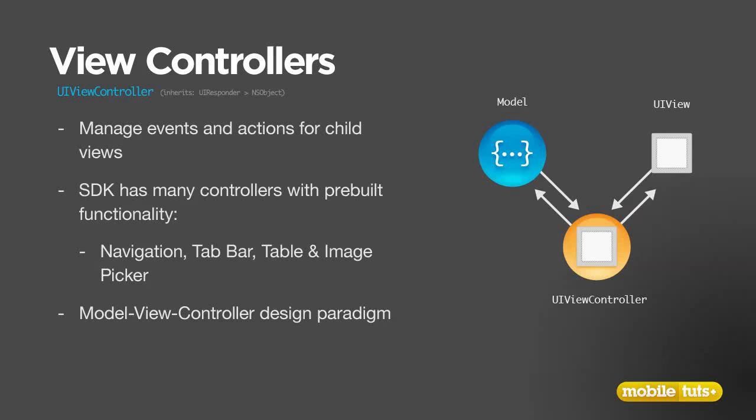The SDK has many controllers built in. These have a range of functionality. You would have seen them: the UI navigation bar, tab bar, table view, and image picker. These will have all their particular properties already assigned to them. They have actions and events as well as animations associated with those actions. So when you use the tab bar, it swaps between two UI views. When you use a navigation controller and you want to go back and forth between two views, it has that animation already pre-built into the view controller.